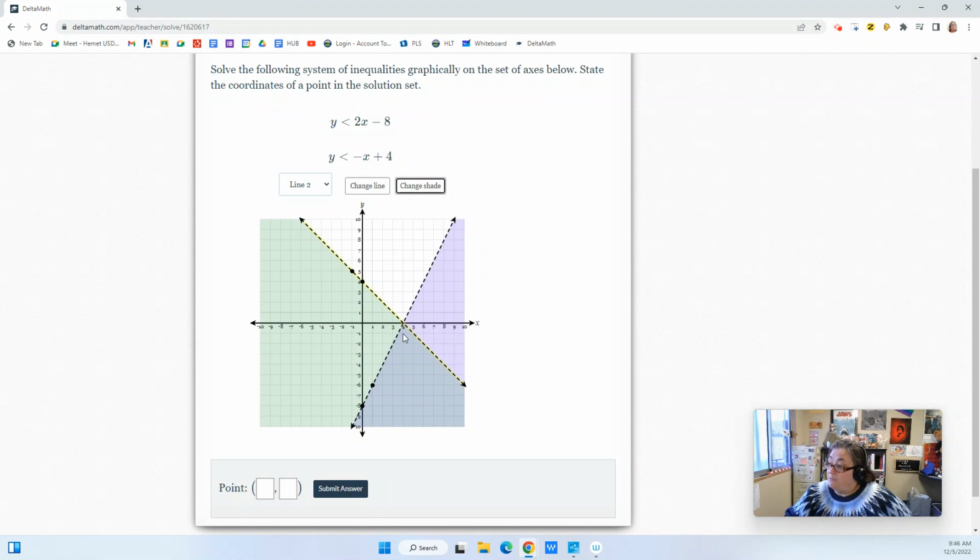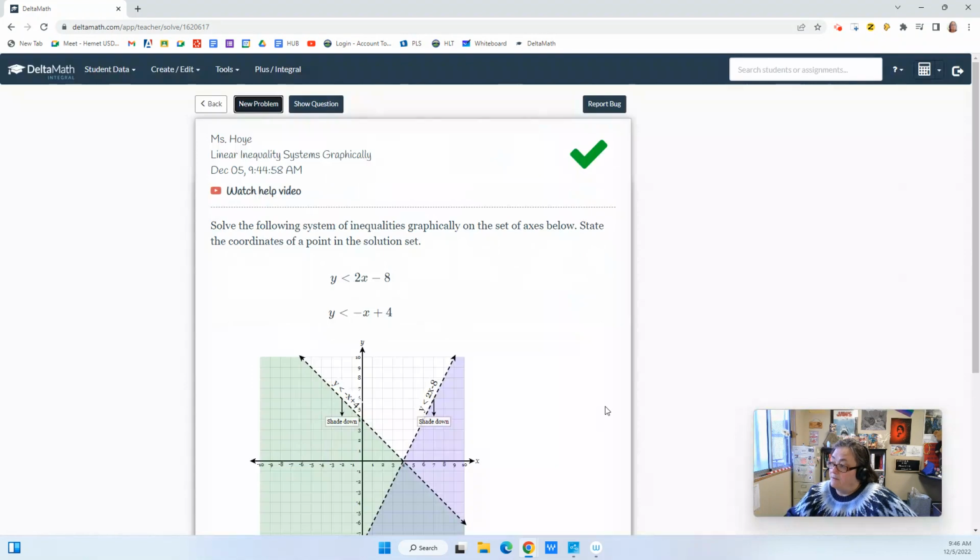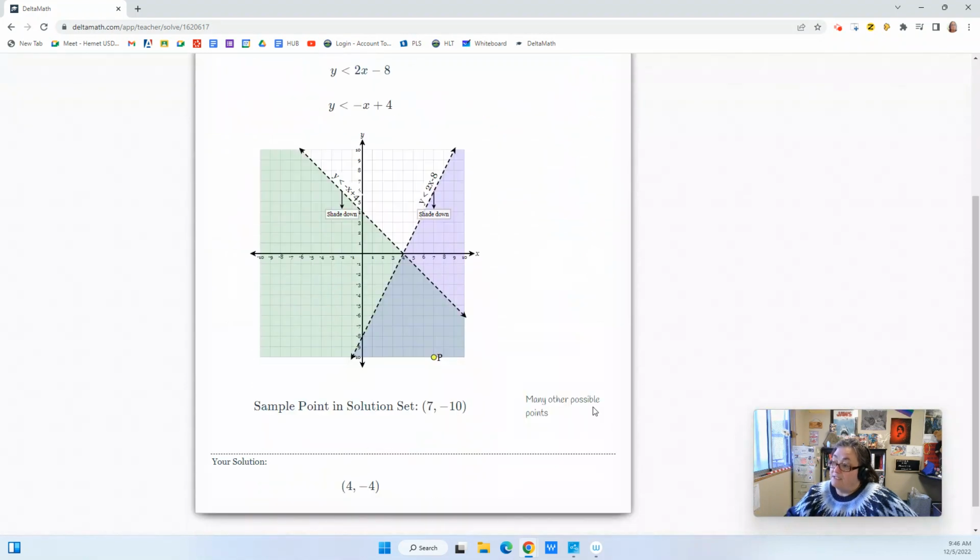I am going to go with the point 4, -4, because I know it lies within that area. It says that I'm amazing. That's basically what it's telling you right there. It's like, genius level.